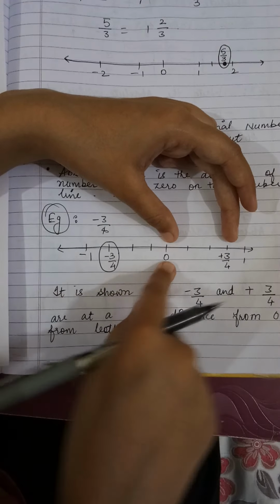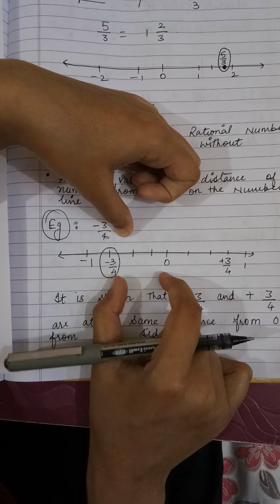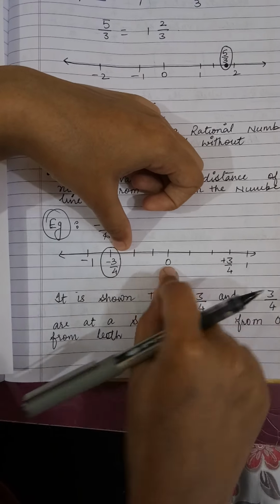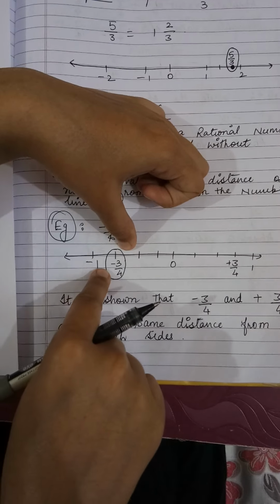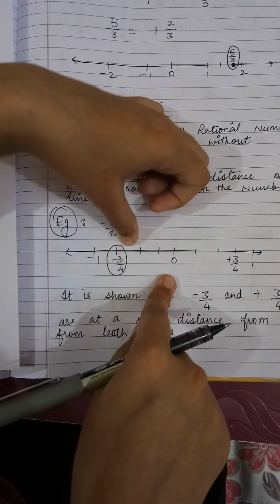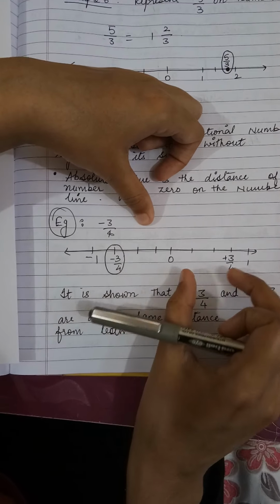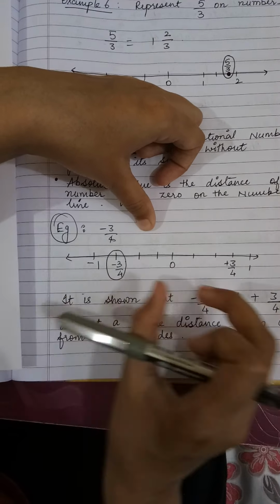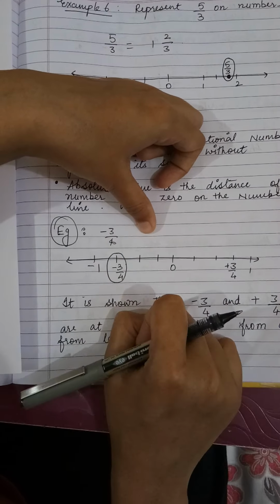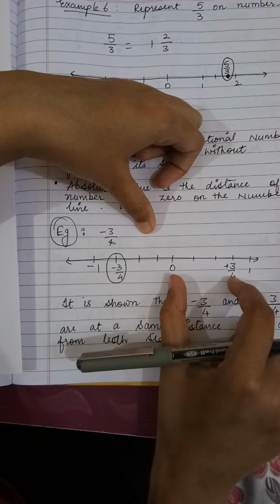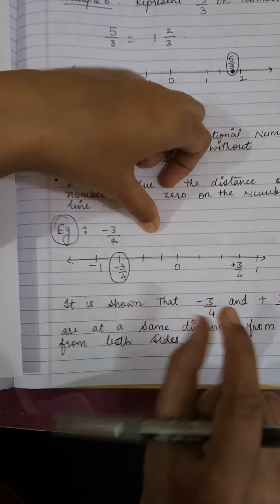If I have to find the distance of 3 by 4 from 0, it is 3 upon 4. Here also, if I have to find the distance of 3 upon 4 from 0, it will be 3 upon 4. The only difference is the negative sign. Negative sign indicates that I am talking about the left hand side. So basically the distance of any number from 0 on both sides is going to be the same. Only the difference is of the sign.